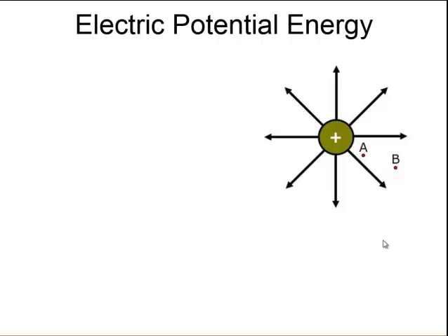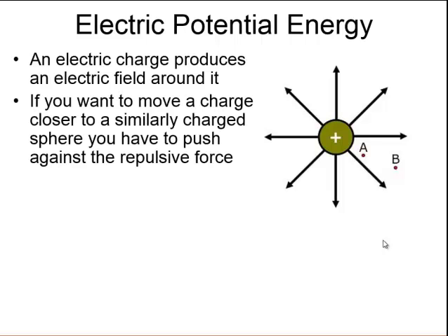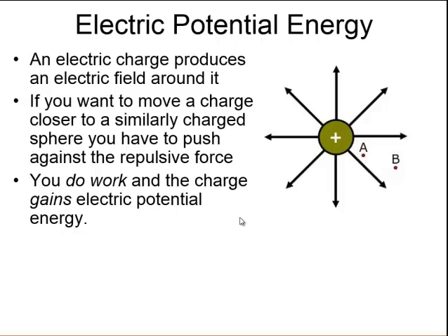What is electric potential energy and how can it be calculated? Well, an electric charge produces an electric field around it. We accept that. And if we want to move a charge closer to a similarly charged sphere, so if I have a positive charge, then I'm going to have to push against that repulsive force. So I'm imagining a positive point charge which I've placed into this field, moving it from B to A. That's obviously going to take some effort. So what I'm doing here is increasing the electric potential energy. The work that I have to put in pushing this is going to be equal to the gain in electric potential energy of this particle.